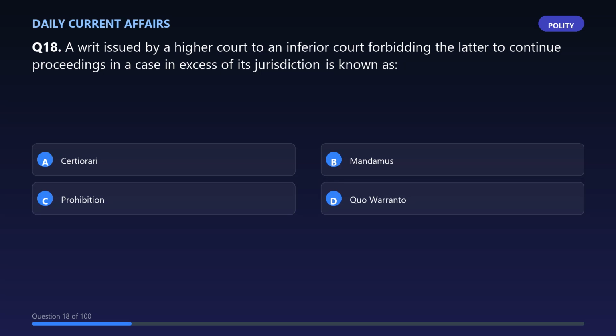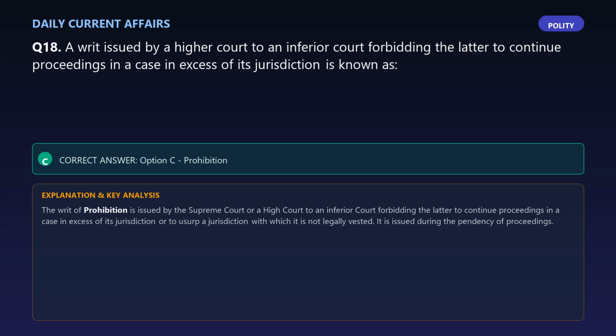Question 18. A writ issued by a higher court to an inferior court forbidding the latter to continue proceedings in a case in excess of its jurisdiction is known as? The correct answer is option C, prohibition.